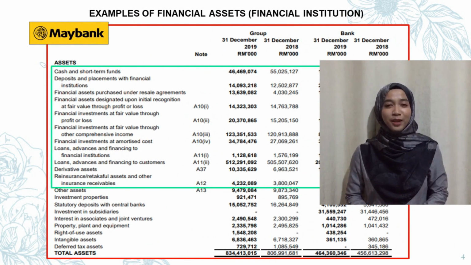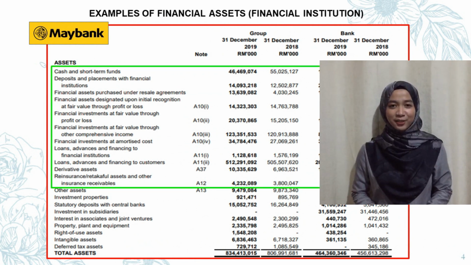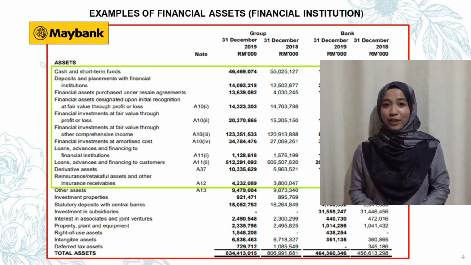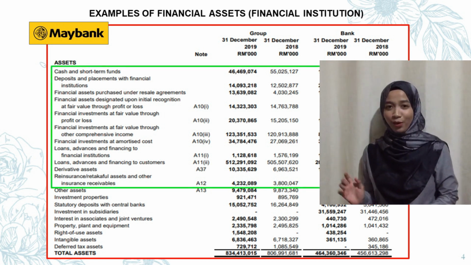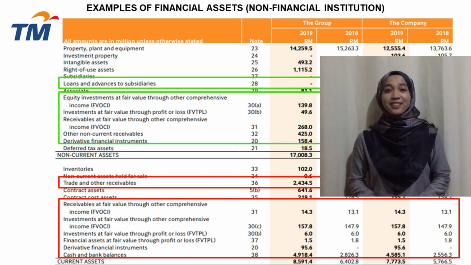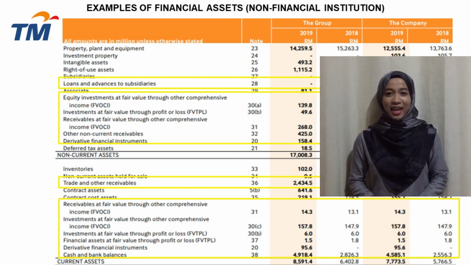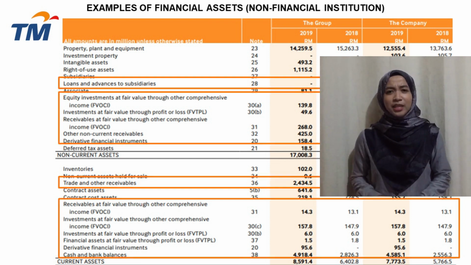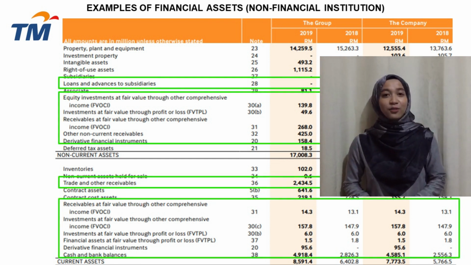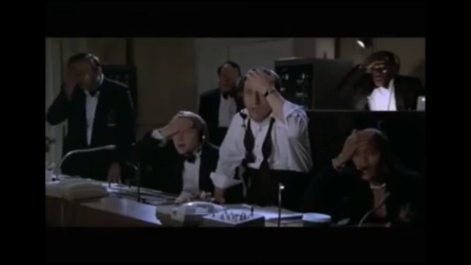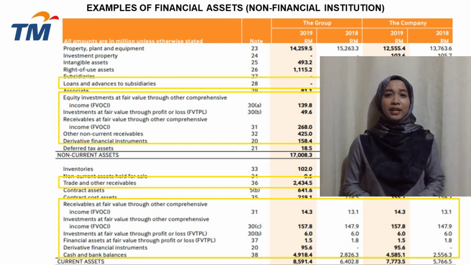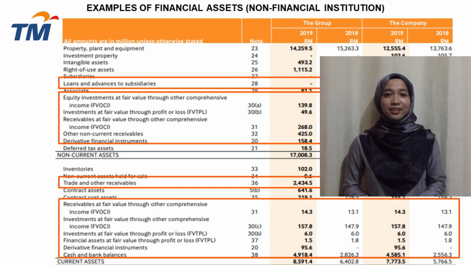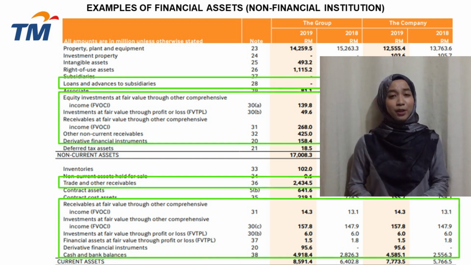Let's proceed to the example of financial asset in a financial institution. So this is an example of a financial institution, which is Maybank. I already showed it to you before. And this is an example of a non-financial institution. As you can see here, the items in the red box are the financial assets of Tenaga Malaysia Berhad. From the financial statement, TNB has loans and advances to subsidiaries, trade and other receivables, and investment at fair value through other comprehensive income.